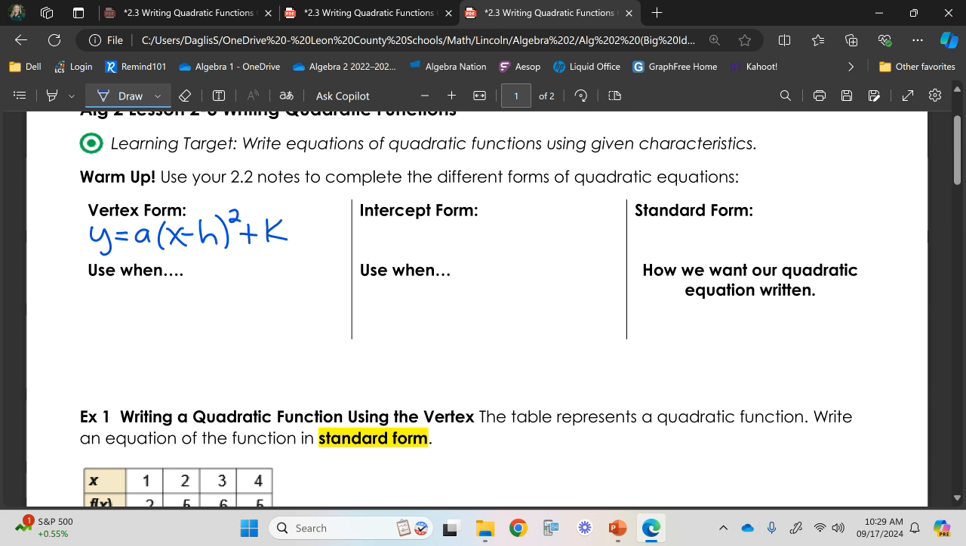Okay, we're going to use this today when we are given the vertex and if we're given a point. The vertex we'll use to plug in for h and k. The point that they give us, we will use to plug in for x and y.